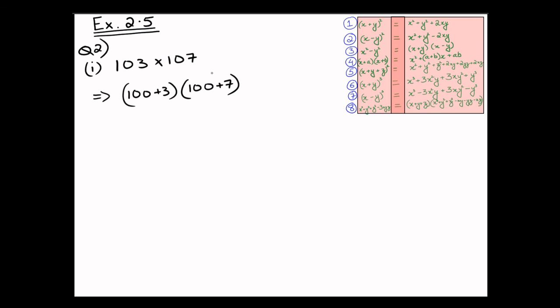Now we can see that this looks a lot like identity number 4, x plus a into x plus b. And when we expand identity number 4, we get x square, in this case it's 100 square, plus a plus b into x plus a into b.